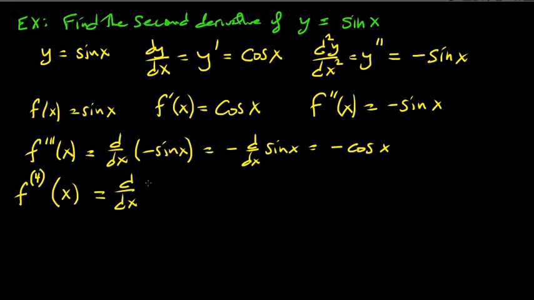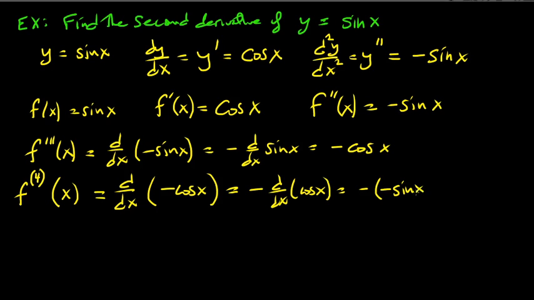So we just take the derivative of the third derivative. The third derivative was negative cosine, and so this is just going to be negative derivative of cosine, but the derivative of cosine is already negative sine. So the opposite of a negative sign is a positive sign. So that's the fourth derivative.